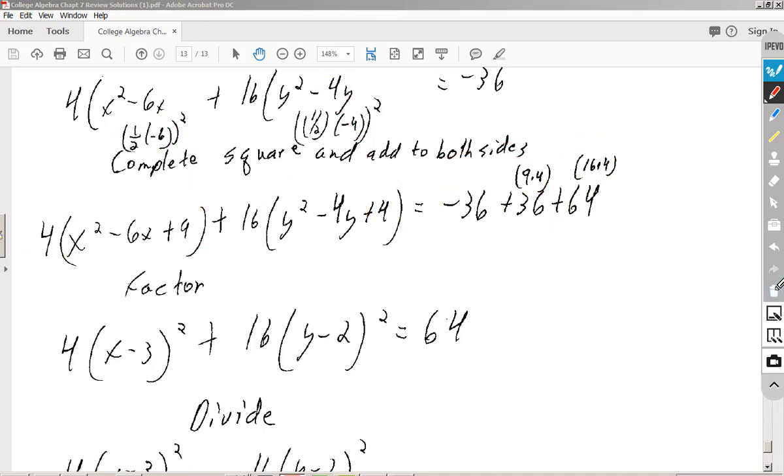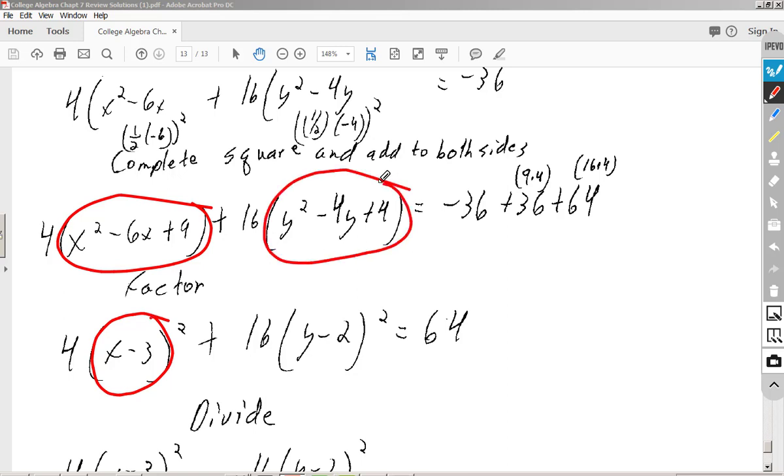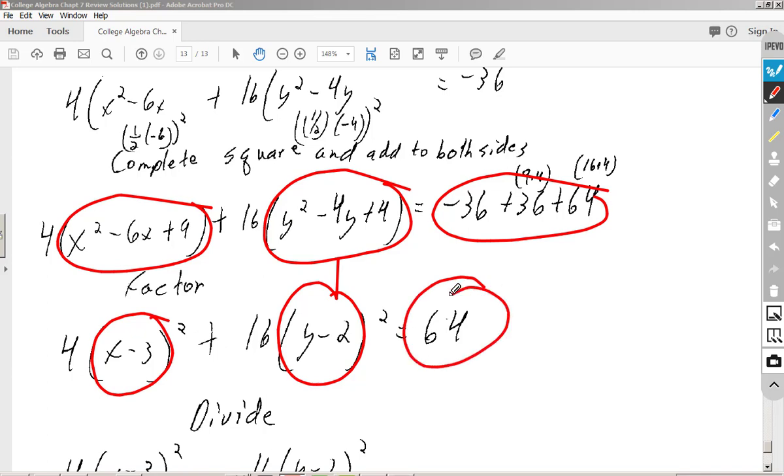Now that I've done that, go ahead and factor x² - 6x + 9. That's going to factor down to (x - 3)(x - 3), in other words, (x - 3)². y² - 4y + 4 factors down to (y - 2)². And then I take -36 plus 64, and that gives me 28.